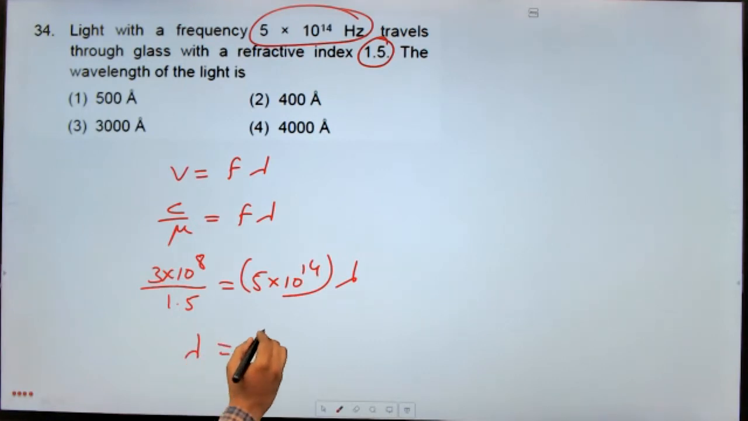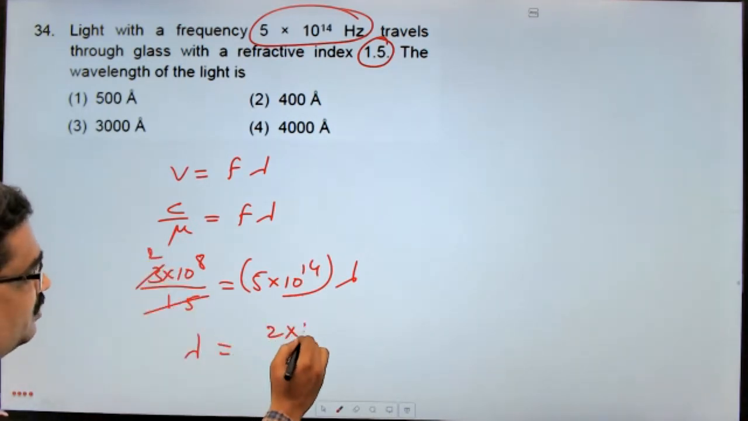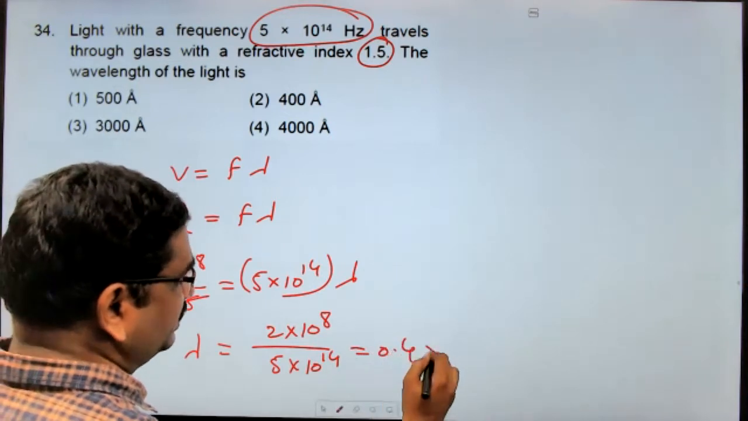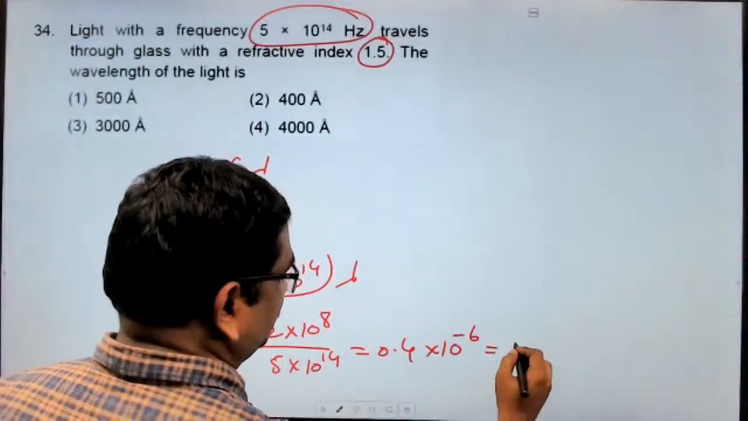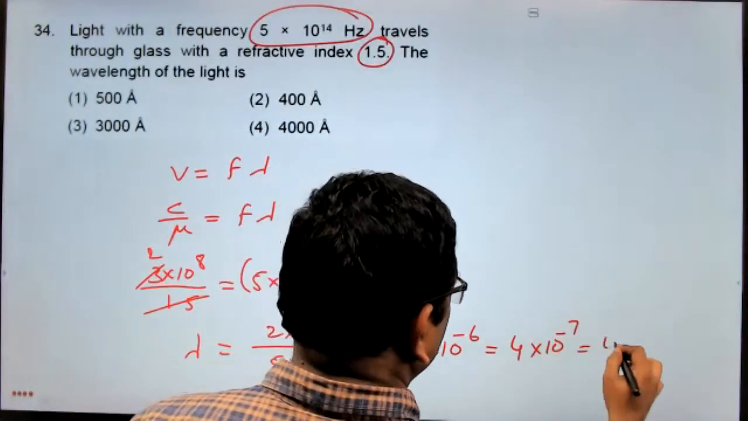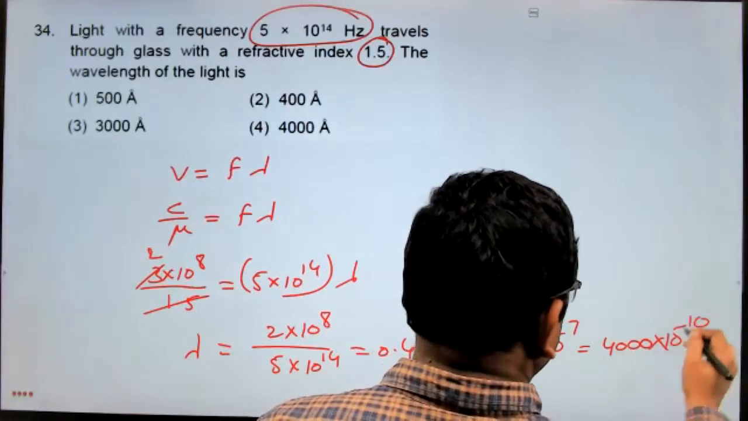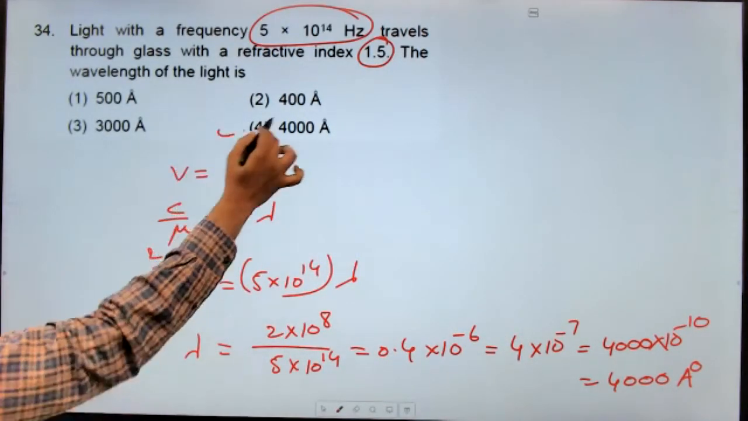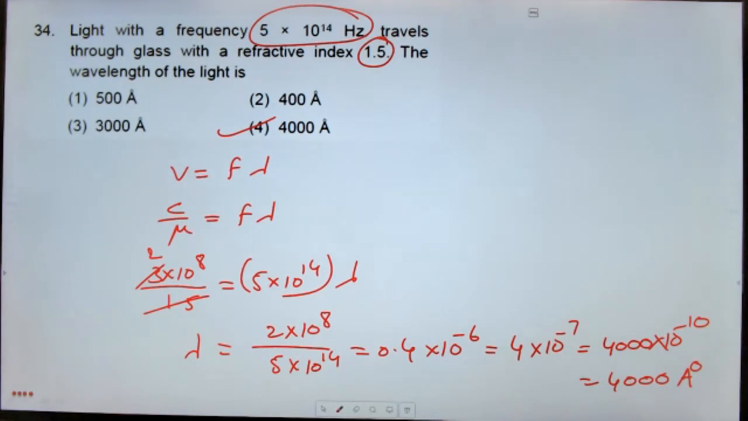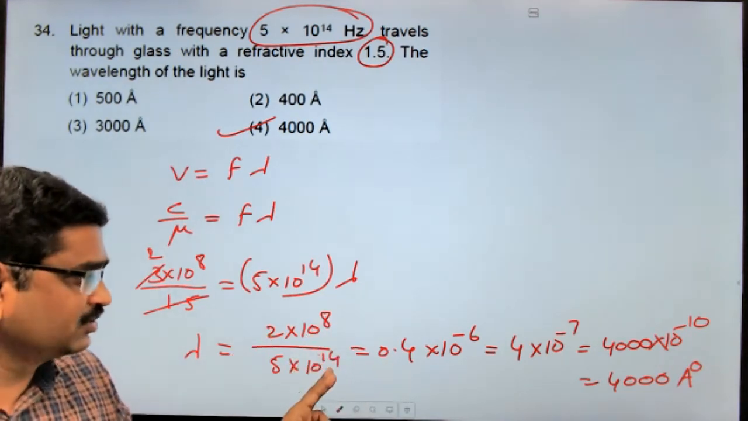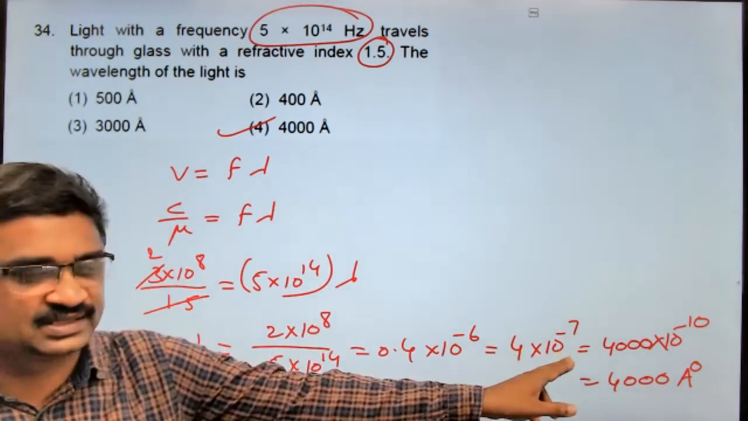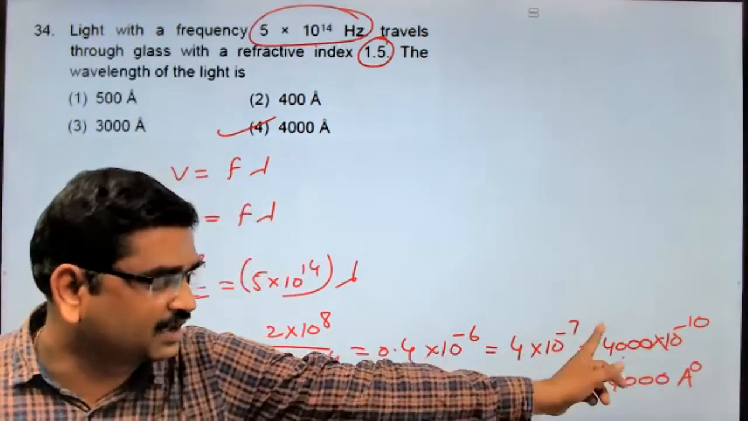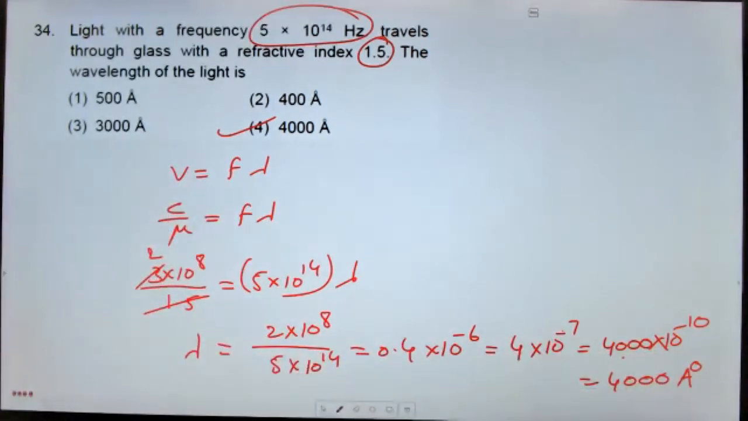Now wavelength can be written as 2 into 10 power 8 by 5 into 10 power 14, that equals 0.4 into 10 power minus 6, or 4 into 10 power minus 7, or 4000 into 10 power minus 10. 10 power minus 10 means angstroms. 4000 angstroms. Fourth option. 2 by 5 is 0.4, 10 power 8 over 10 power 14 gives 10 power minus 6. So 4 into 10 power minus 7. If you want to write in terms of 10 power minus 10, I need to add 3 more zeros, so 10 power minus 7 becomes 10 power minus 10. So our answer is 4000 angstroms.